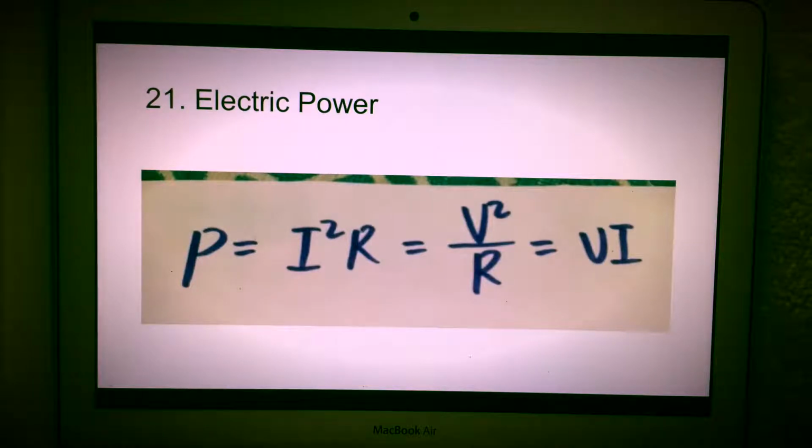Number 21, electric power. This is based on Ohm's law. Power equals I squared R, and equals V squared over R, and equals VI. It's kind of easy. We already studied it in AP Physics 1.